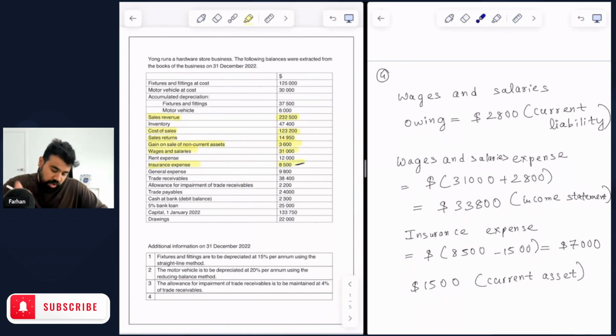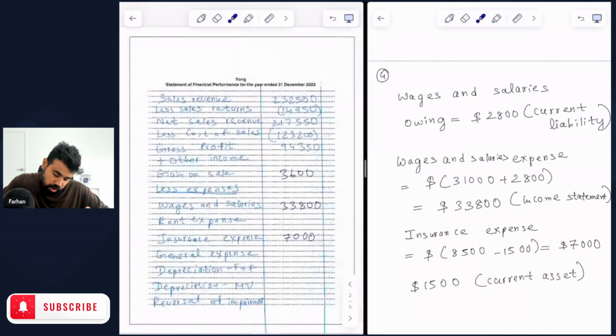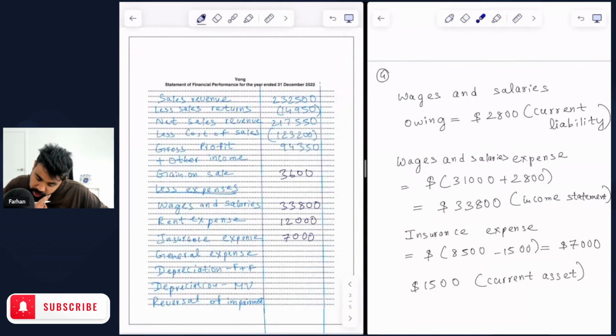So what's next? You can see we have the rent expense of $12,000, and based on our workings today, we really did not have any adjustments to make for rent expense. So we can just include the $12,000 for rent expense. So rent expense of $12,000 already done. Then we got general expenses and the two types of depreciation.